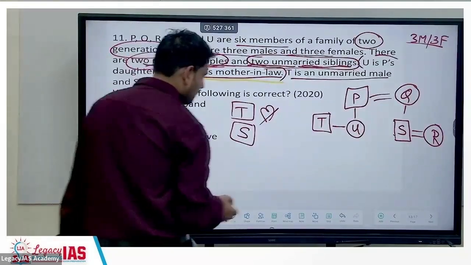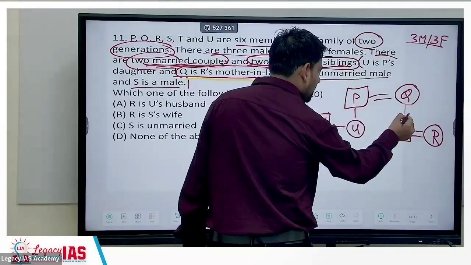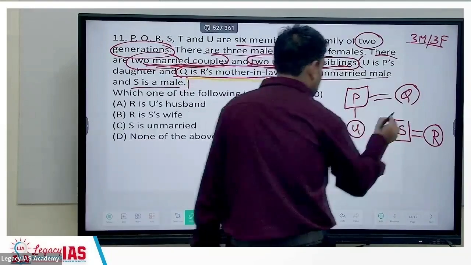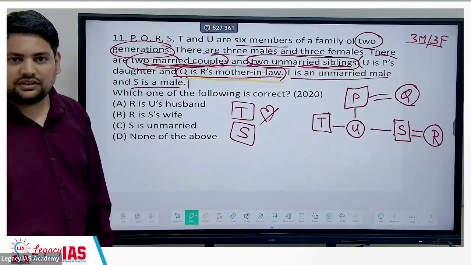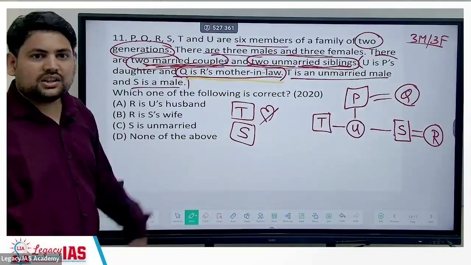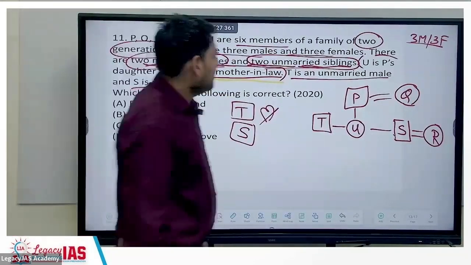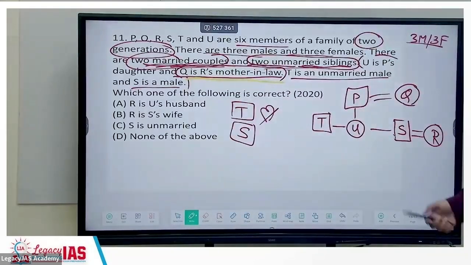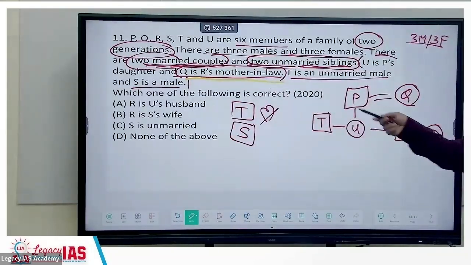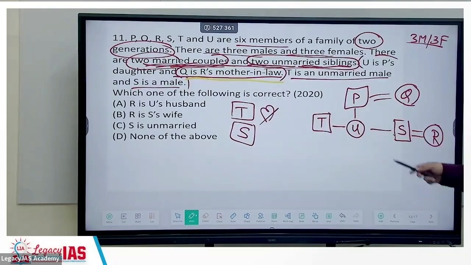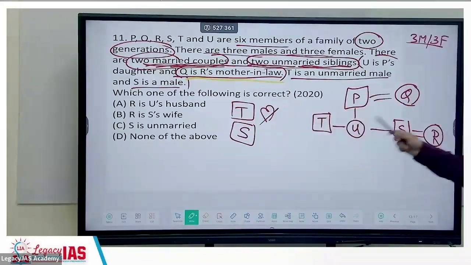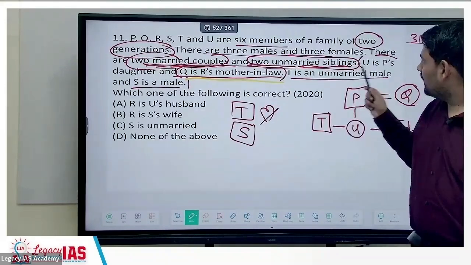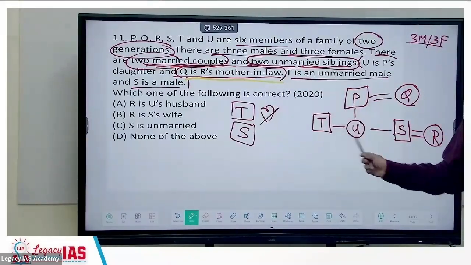So the only place where T can be made is this. Okay. Now, if these are married, you can remove this essentially and make it like this also. This also is fine. Correct? Because they both are married. Now check all the conditions. So the family has two generations. Yes. Then there are three males and three females. 1, 2, 3 males, 3 females. Done. Then there are two married couples. Then there are two unmarried siblings.